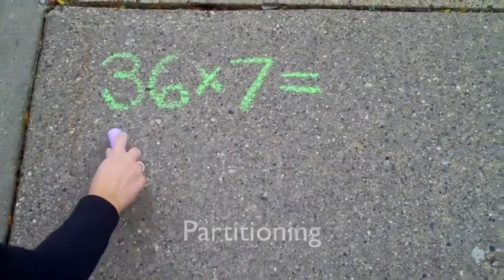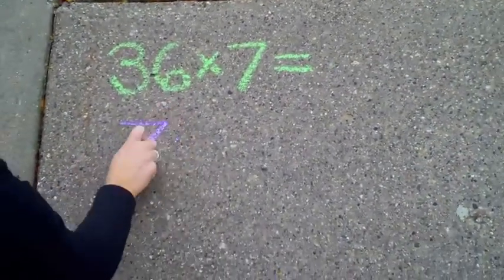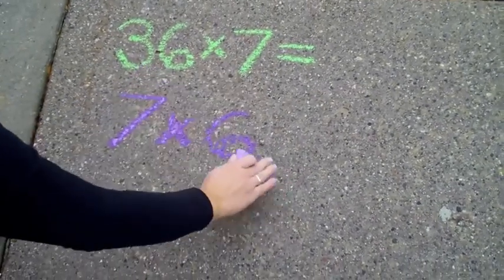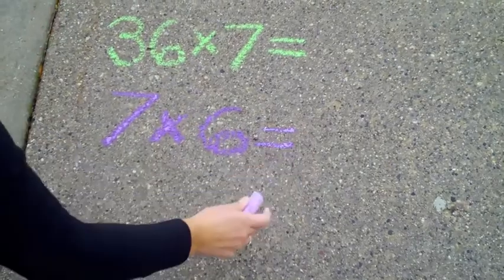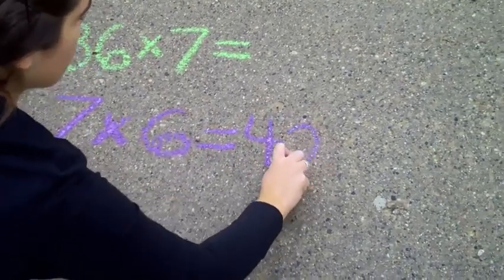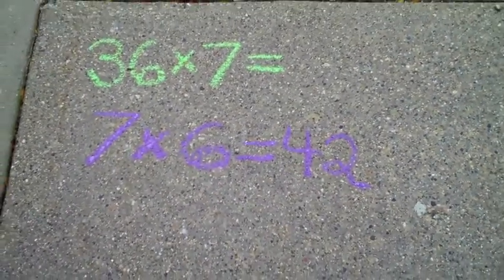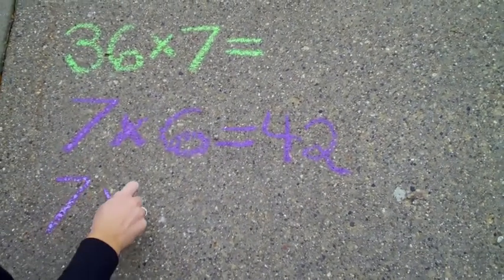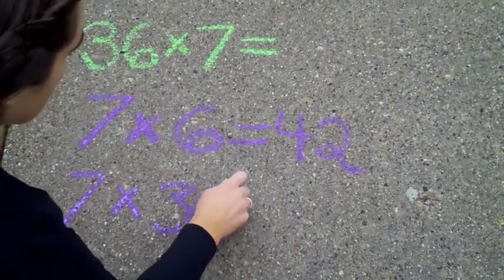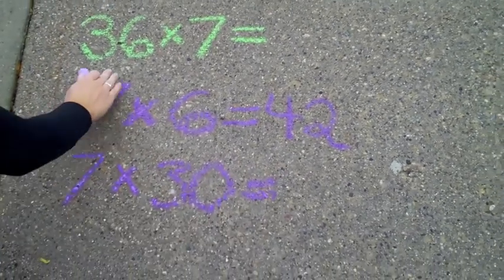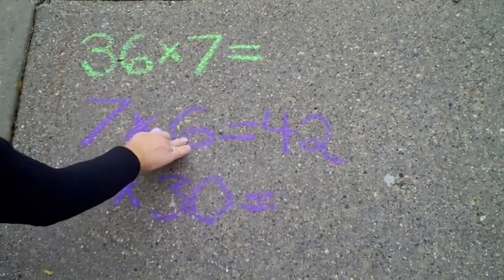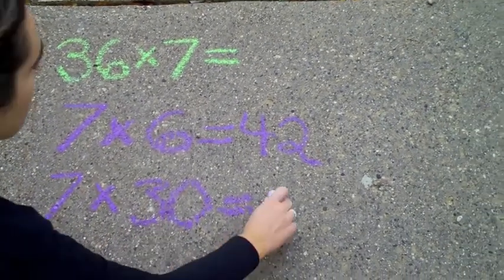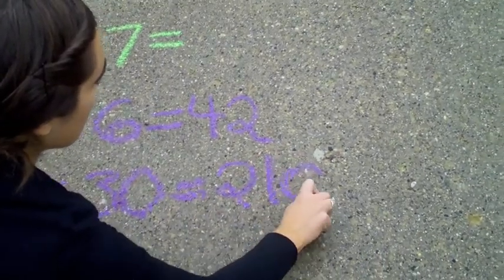So we start by multiplying 7 times 6. So this is the ones, 7 and 6. 7 times 6, and that is equal to 42. All right, next we're going to multiply in the tens place by 7, so this would be 30. So we're going to do 7 times 30. So you see how we took the 6 and we multiplied it here, and the 30 and we multiplied it here. So 7 times 30 is actually 210.